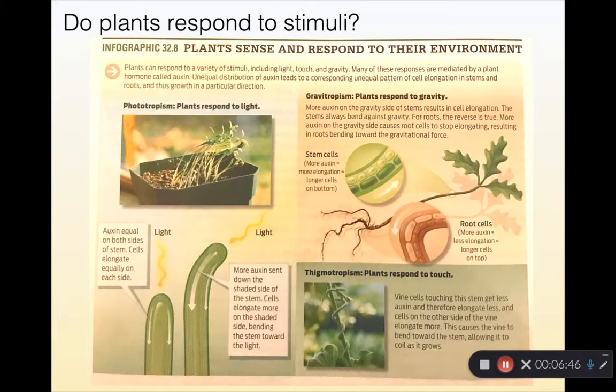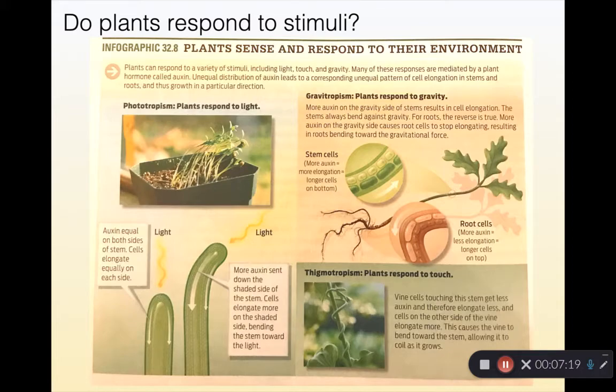The first being phototropism, so understanding how plants respond to light. Gravitropism, which is basically how plants respond to gravity. And lastly, thigmotropism, sorry, got caught up on my tongue there. All of these are ultimately how plants have adapted to respond to light, gravity, and touch.